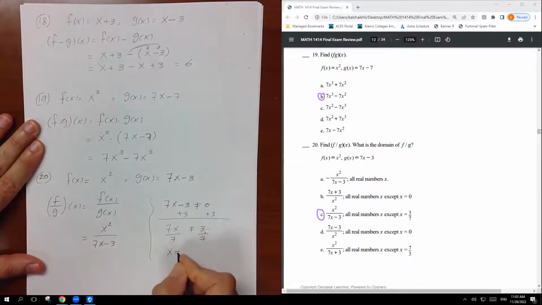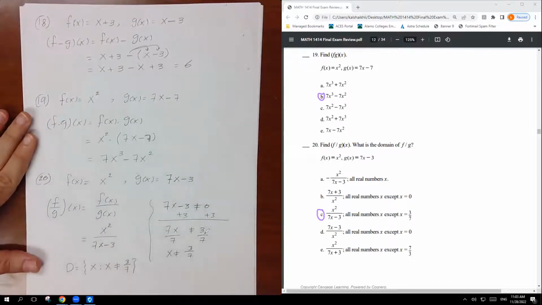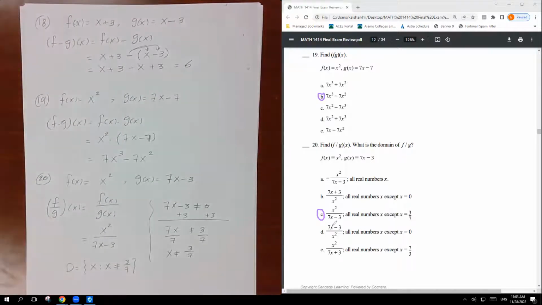So x is going to be not equal to 3 over 7. That means the domain is going to be all x such that x not equal to 3 over 7. That means I can choose all numbers except 3 over 7. So that's why I choose this one, because we have the same one, but it's telling you all numbers except 7 over 3. This one is going to be wrong. So you have to choose this one. And the same thing, the first one is wrong because there is a negative sign here. That's it for 20.